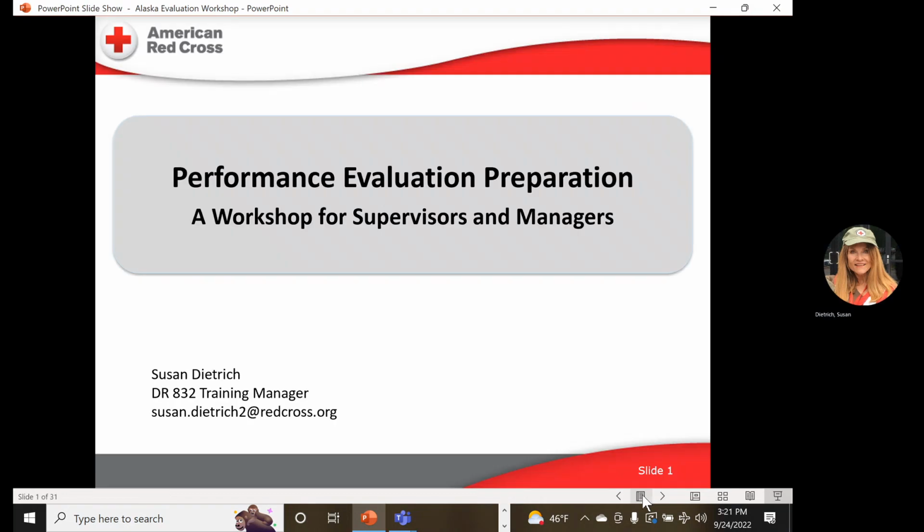There we go. So my email address is down there at the far left corner. If you have any questions, it's susan.dietrich2@redcross.org. I'll be giving another workshop on using Volunteer Connection to write your evaluation. I'll be attaching that to our IAP as well. But I'll have office hours, so if anybody is having any glitches, virtual office hours, you can contact me.